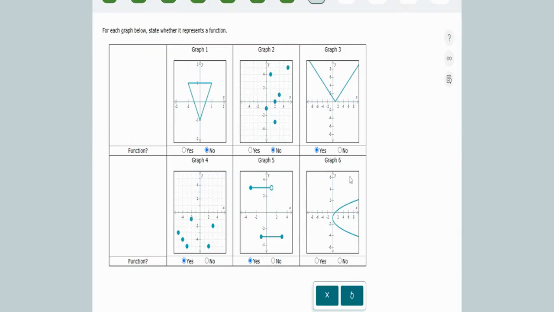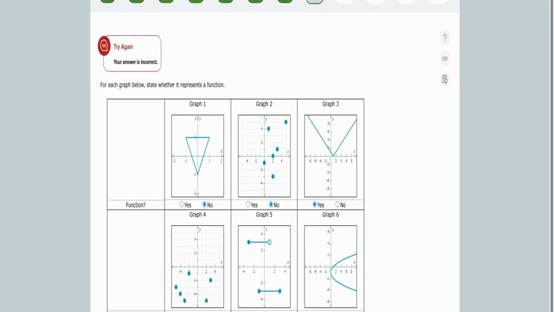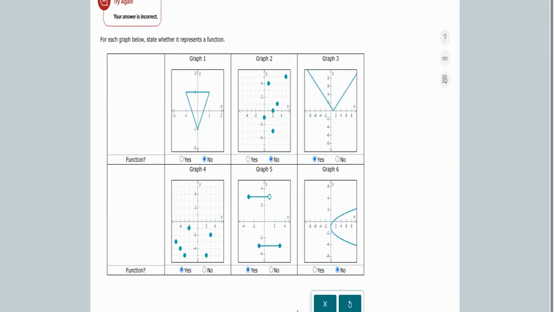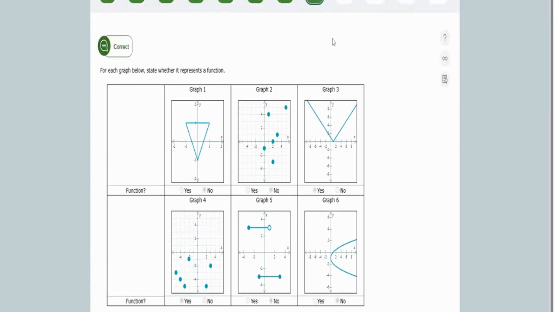And then on this one, a vertical line will hit that twice. So that is not a function. Hopefully you remember. Oops, we missed one. What one did it say? Oh, this one we said that a vertical line would hit it twice. So that means it's not a function. I messed up on that one, didn't I? So recheck that one. That's better.